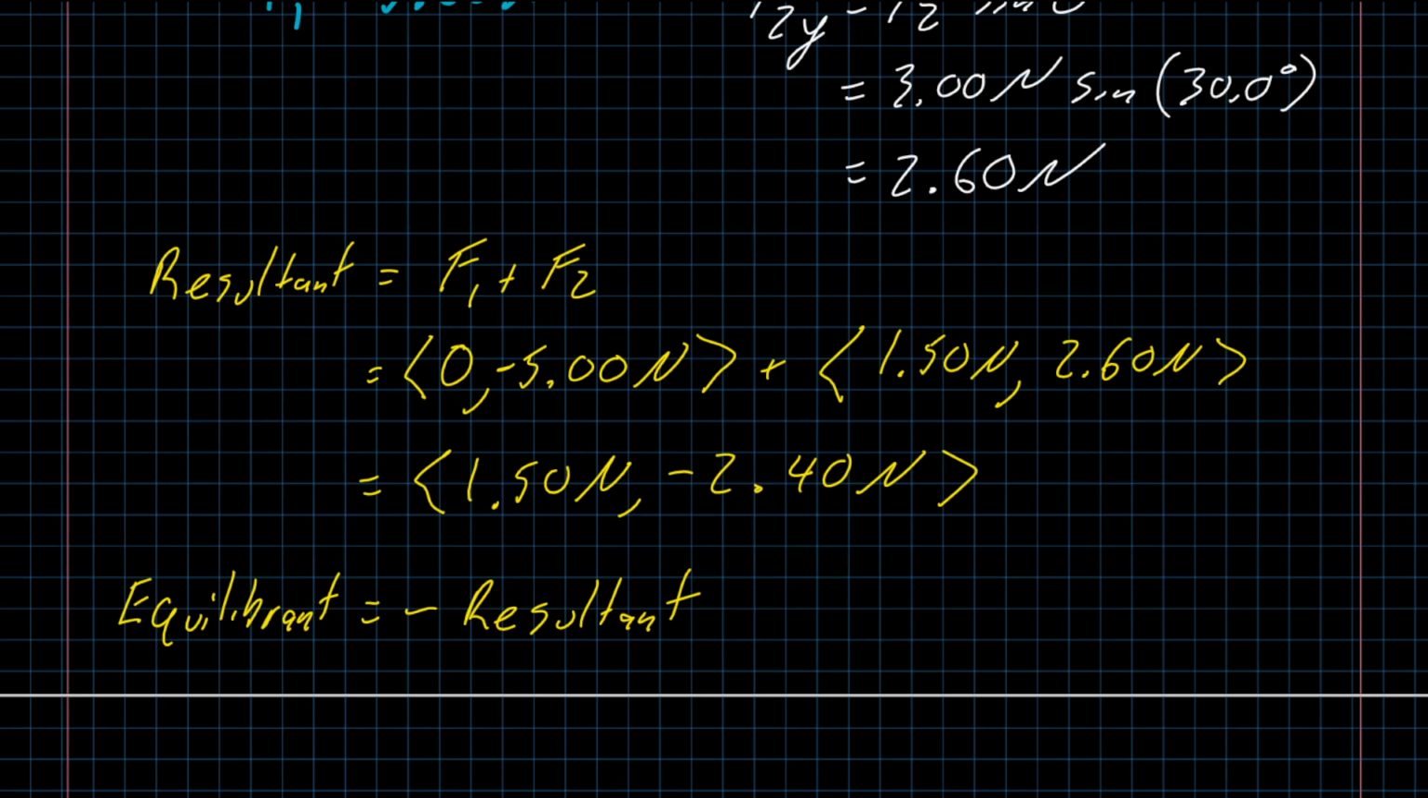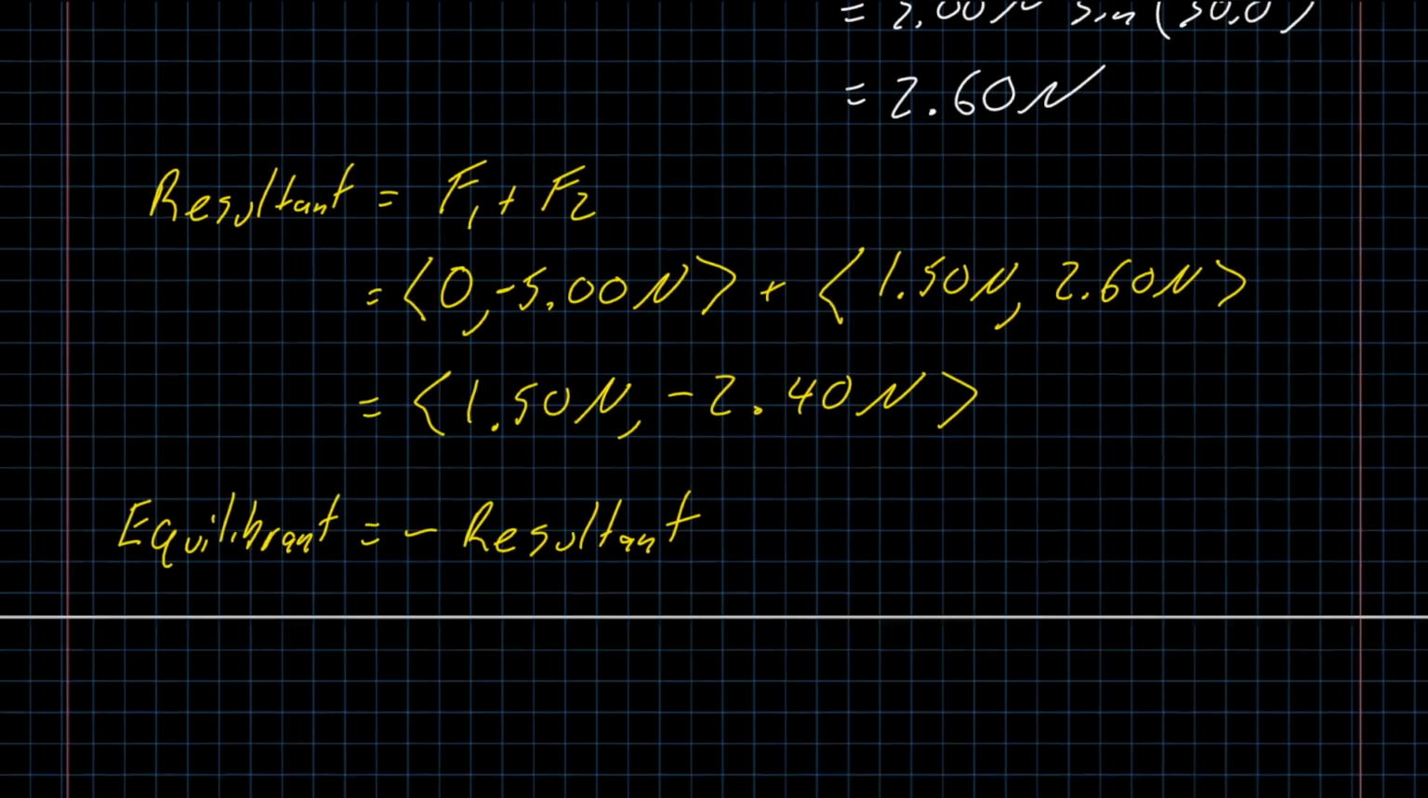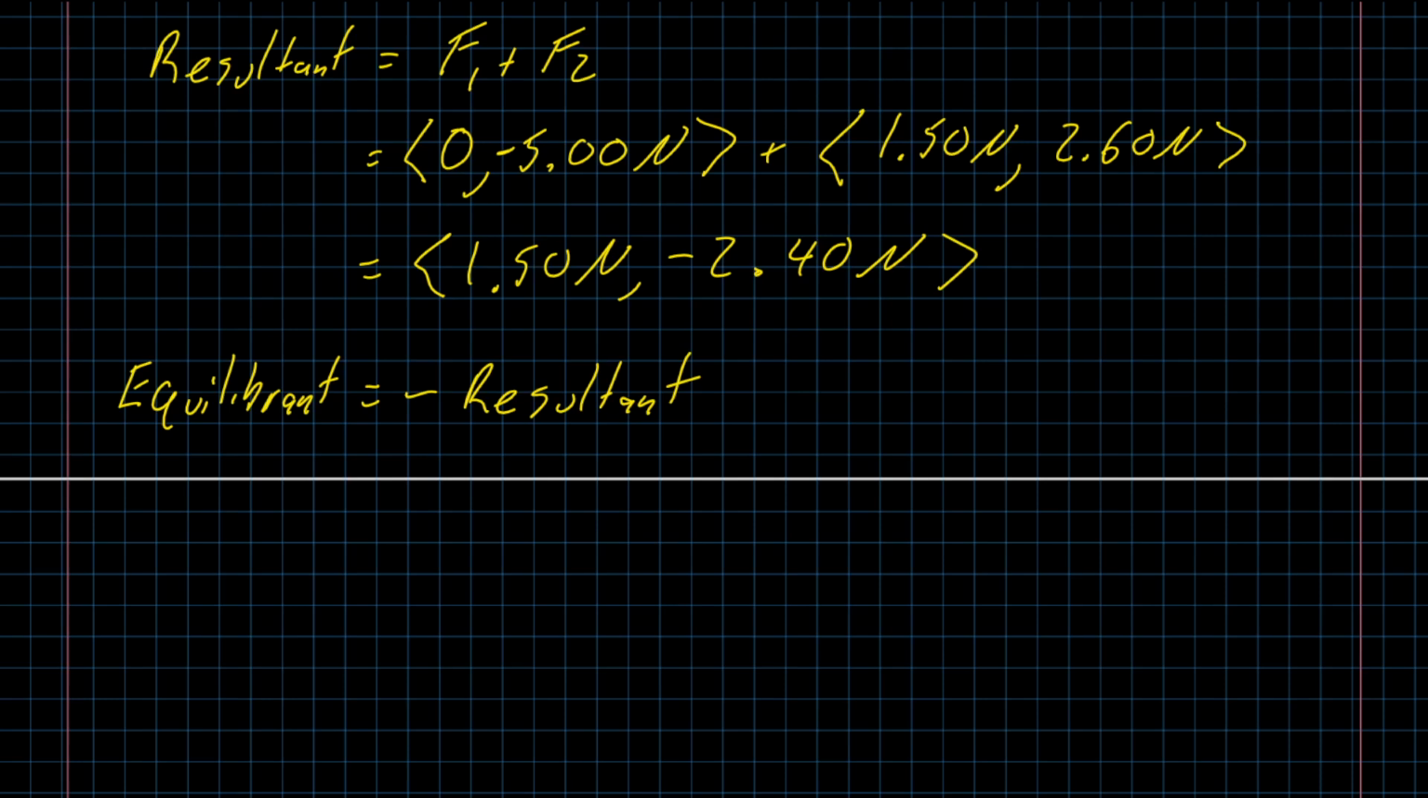If we want this system to be in equilibrium, we want the net force to be 0. The current net force is not 0, it's 1.50 newtons, negative 2.40 newtons in component. If we add one more force to this, which is exactly the negative of that force, then we will have our system in equilibrium. Everything will be equal to 0. Right? We want resultant plus equilibrant to be equal to 0, which means that the equilibrant has to be the negative of the resultant. In this case, that's components negative 1.50 newtons and positive 2.40 newtons.